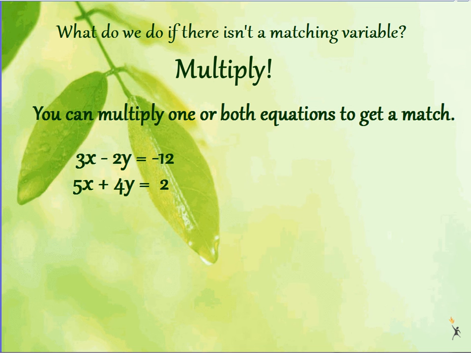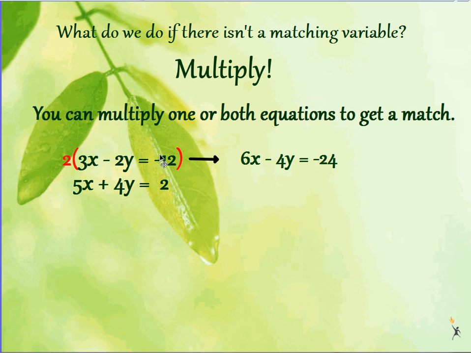So let's take this system of equations. I have neither matching x terms nor matching y terms. But I can actually have a matching set of y terms if I take the time to multiply my first equation by 2. If you multiply part of an equation by 2, you need to make sure to multiply the entire equation by 2, and I get 6x minus 4y equals negative 24.